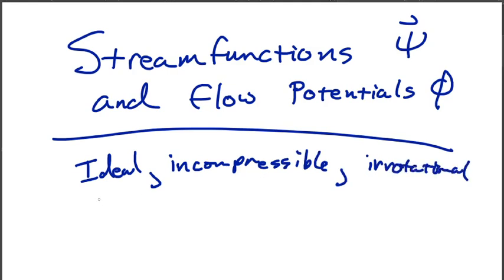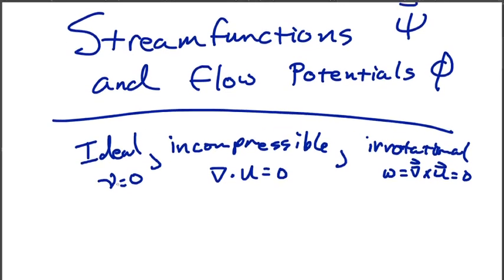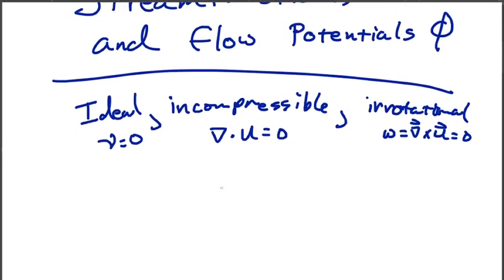So ideal, this means that there's no viscosity. Incompressible, divergence of our velocity is equal to 0. Irrotational, the vorticity, which is the curl of our velocity, is 0. So the curl is 0, the divergence is 0, and there's no viscosity.